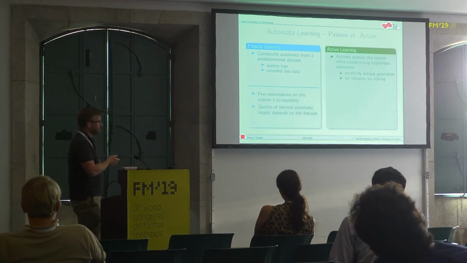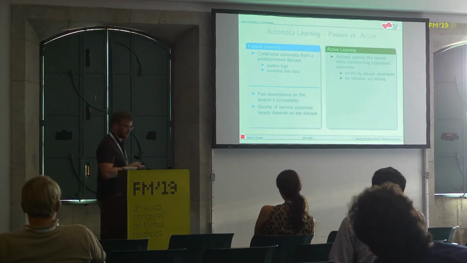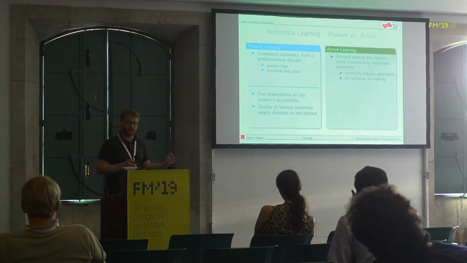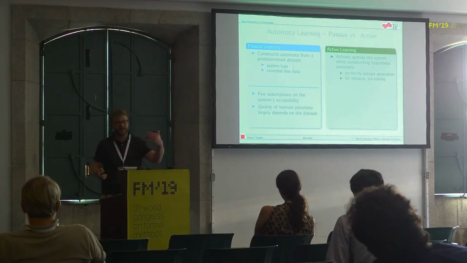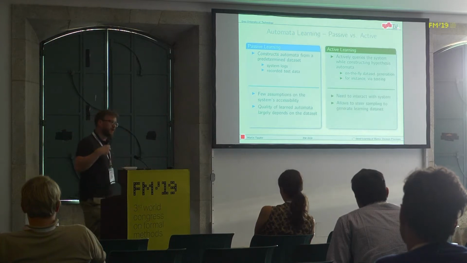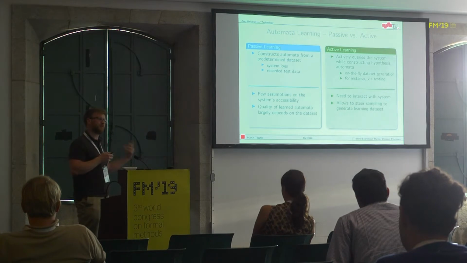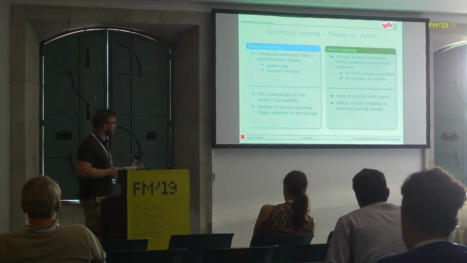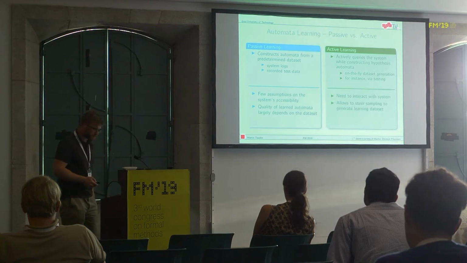Now, in passive learning, we place relatively few assumptions on the system's accessibility. So there simply needs to be some data that we can use for learning. But this also means that the models are only as good as the data. So if some behavior is not reflected in the data, it will not be reflected in the models as well. With active learning, we need to interact with the system, but this also means that we can steer the sampling towards regions that we want to cover. So we can steer the sampling such that we cover behavior that we are interested in.